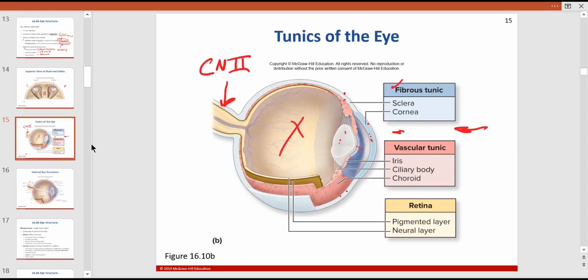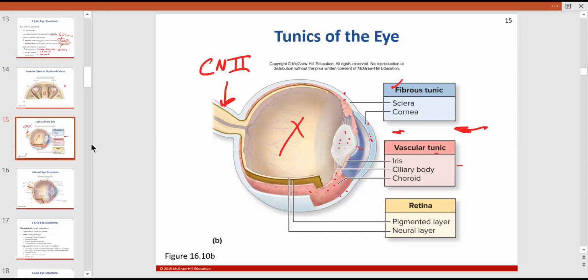Here's your lens, which again is biconvex. And then you have these ciliary bodies. Now the ciliary bodies are part of the choroid, right? The choroid is all here, vascular. So the vascular tunic means layer, by the way.